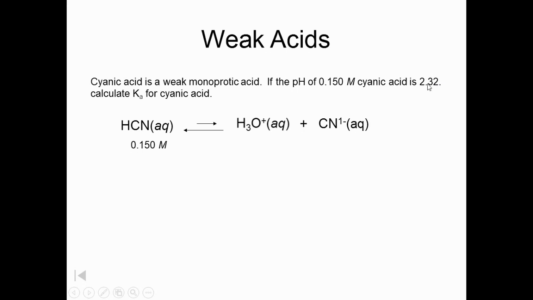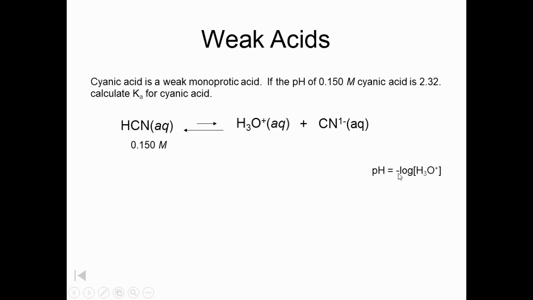Well, I bet we can use the pH to get the concentration of the H3O plus. And if we know the concentration of the H3O plus, that will be the same as the cyanide. And if we know the concentrations of both products and the concentration of the reactant, we can calculate the acid dissociation constant for this problem. This is how a scientist would calculate the Ka value. They would do just what we're doing. They would make up a solution, allow it to reach equilibrium, check the pH, and work backwards. So let's go through this together.